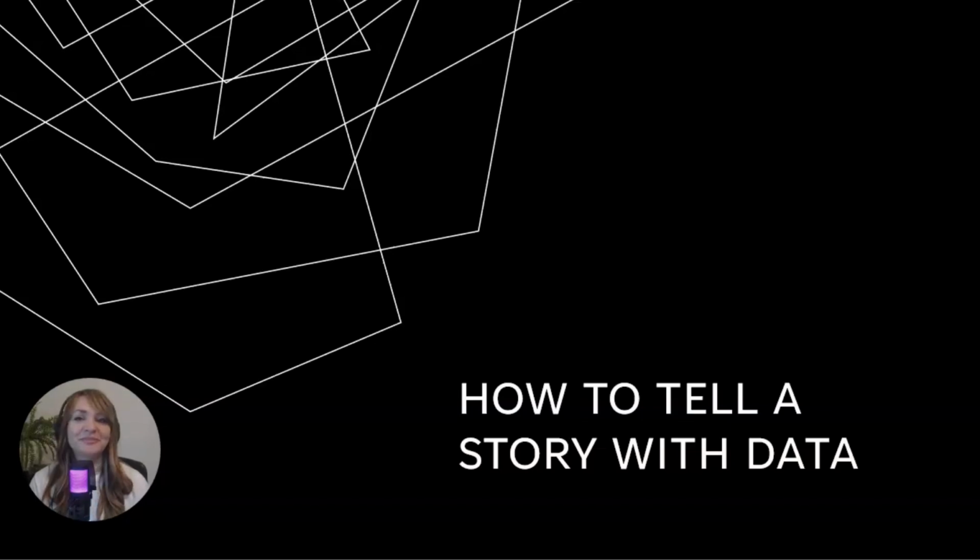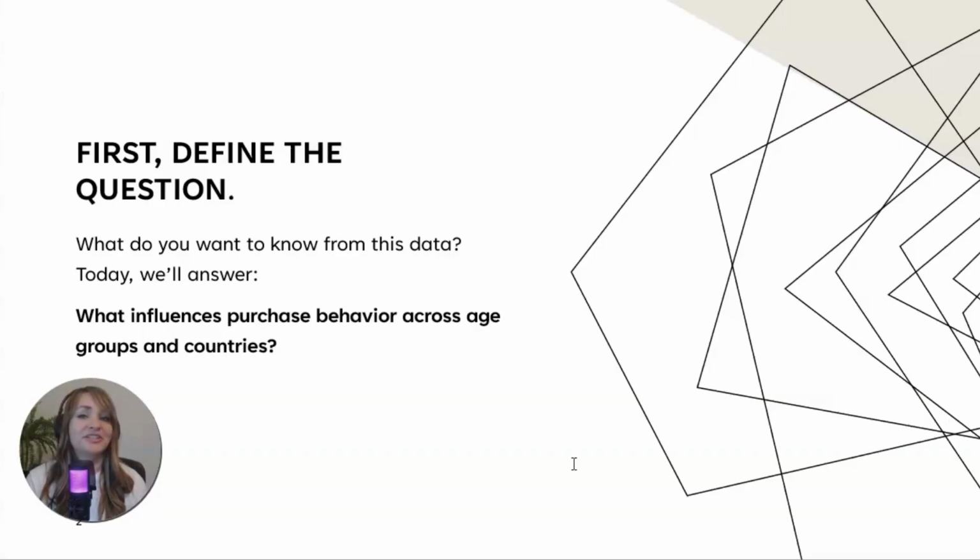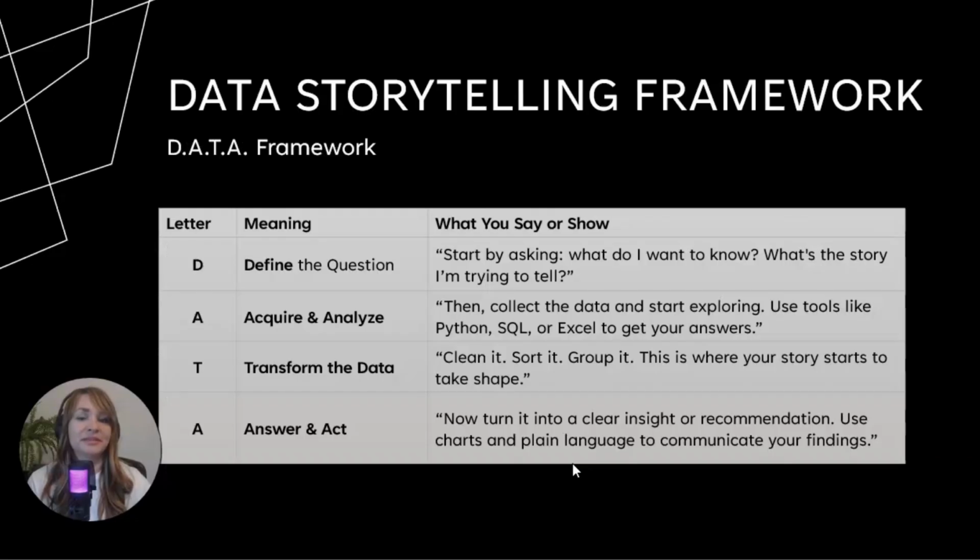for you to have. So first, let's define the question: what do you want to know from your data? When you get data, that's the first thing you should ask. Like, what is it that you're getting out of this data? What is your story? What do you want from it? So today we'll answer the question, what influences purchase behavior across age groups and countries? We'll explore it with this data set that we have. It's good to know your top paying customers. That way you can go ahead and target those customers.